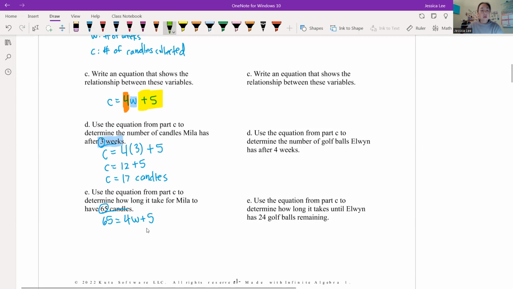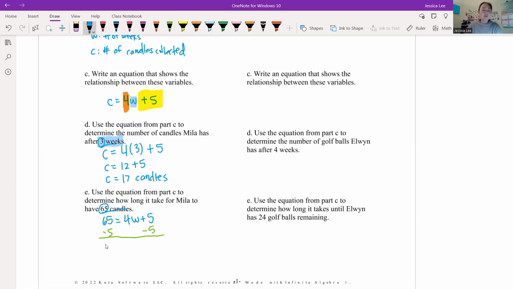So let's go. Instead of plus 5, we're going to subtract 5 on both sides. We're doing the opposite because we're solving for W. Here we didn't have to do that because C was already solved for, and we just had numbers on the right-hand side, so we just had to use order of operations. Here the W is not W equals. We want it to be W equals, so we've got to do some algebra here.